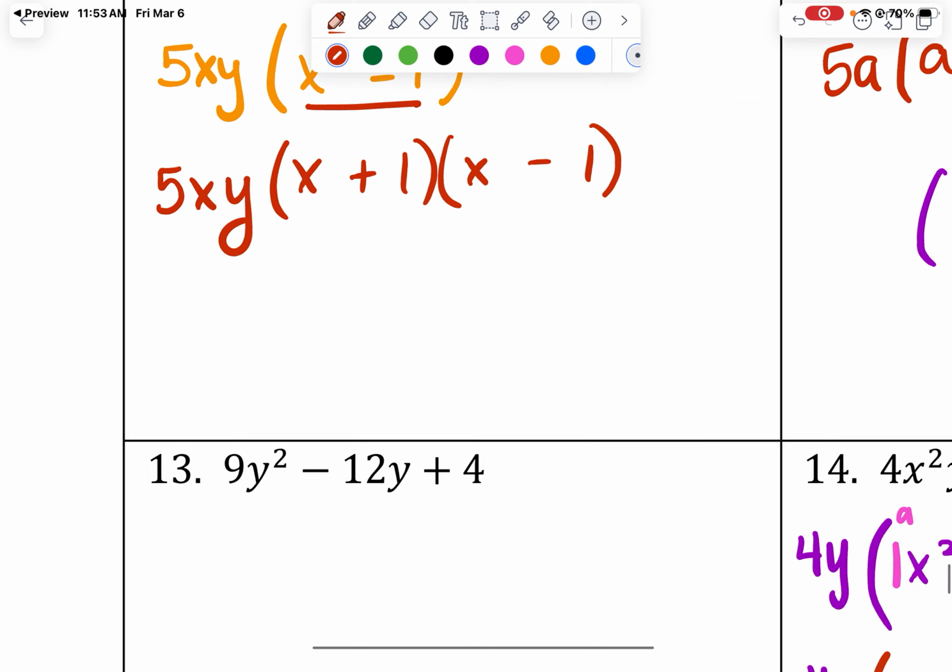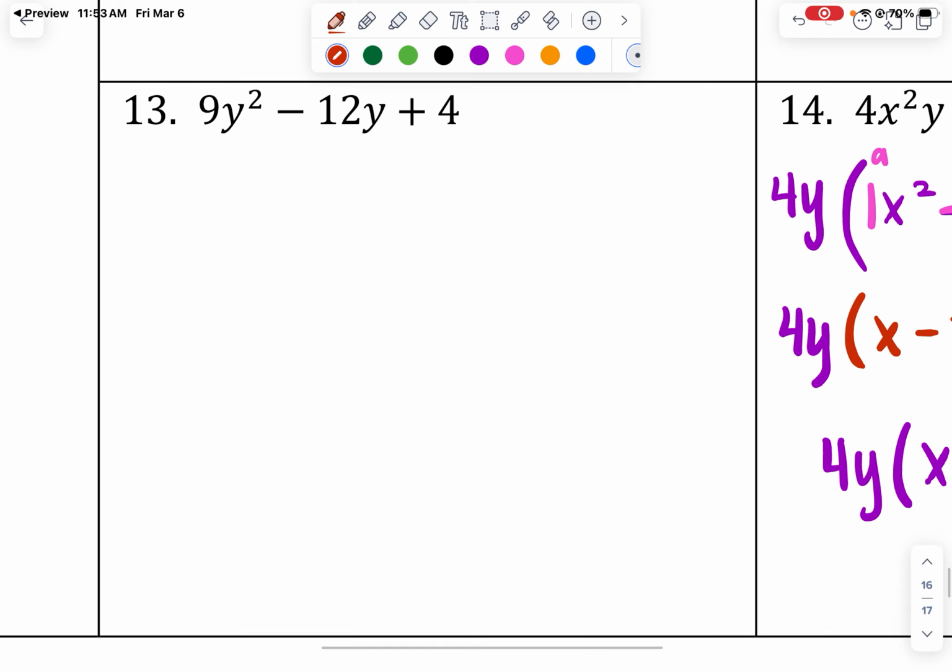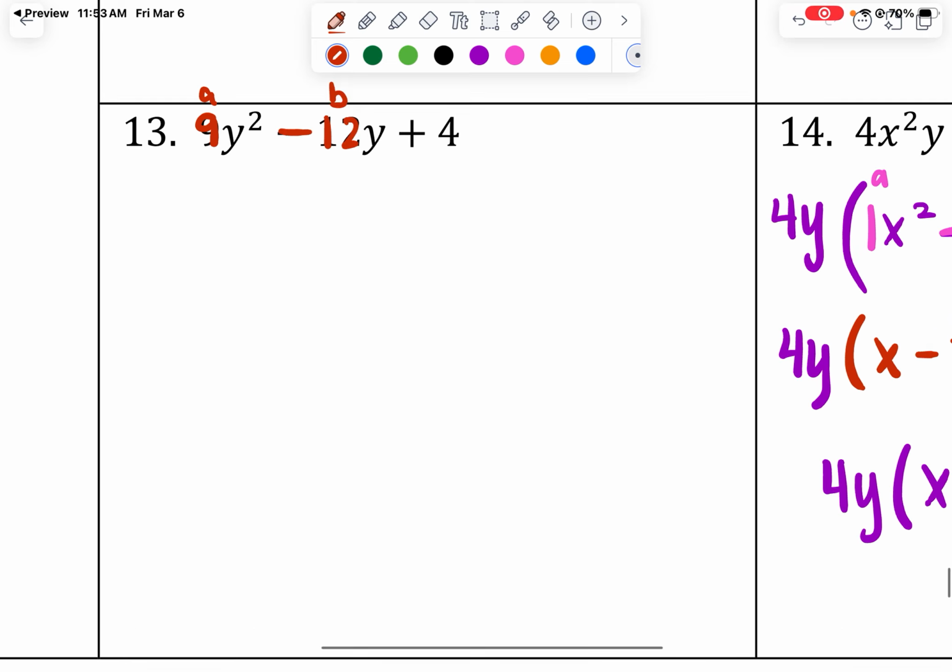Number 13, this also does not have a greatest common factor, so we just have to find our A, B, and C. Our A is 9, our B is negative 12, our C is 4, and so we have to figure out what multiplies to give us A times C. 9 times 4 is 36. And we have to figure out what adds to give us negative 12.